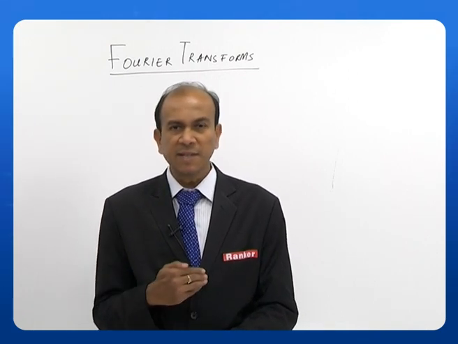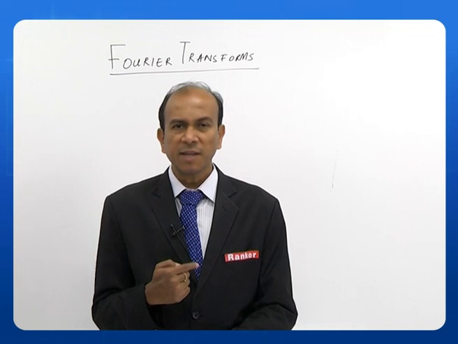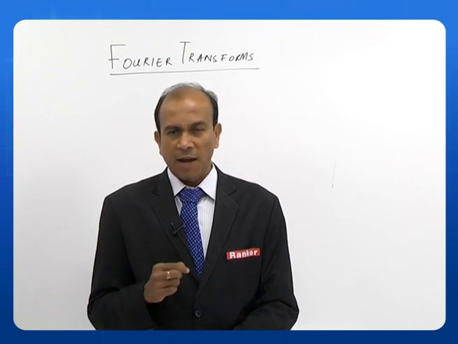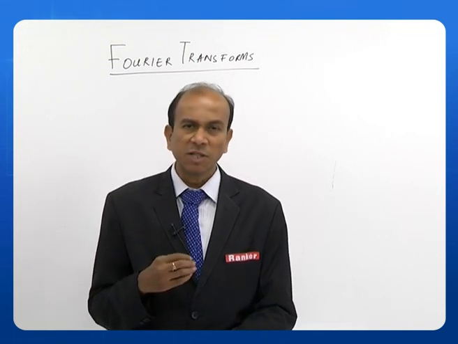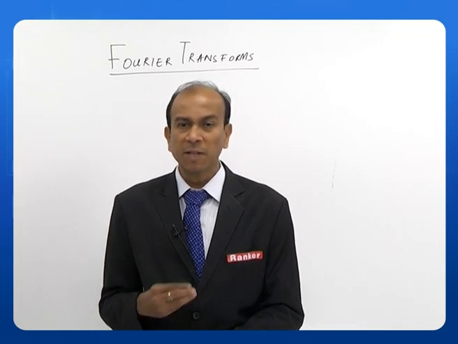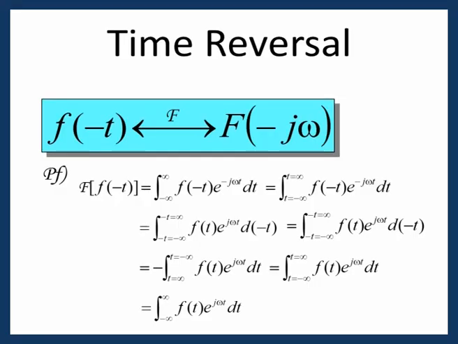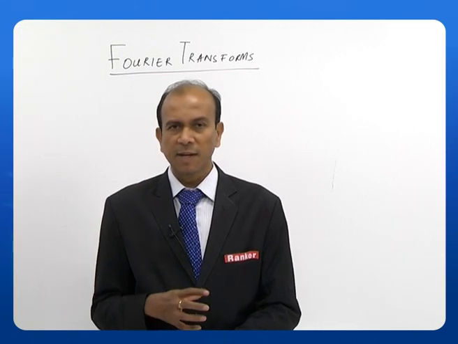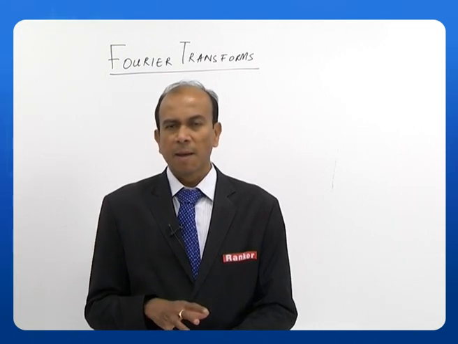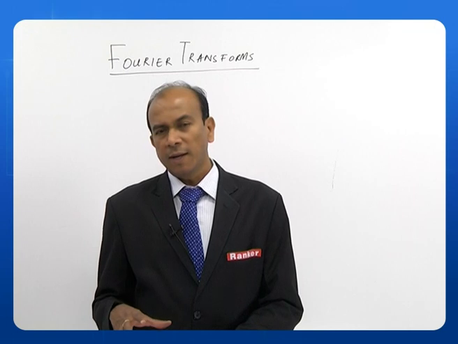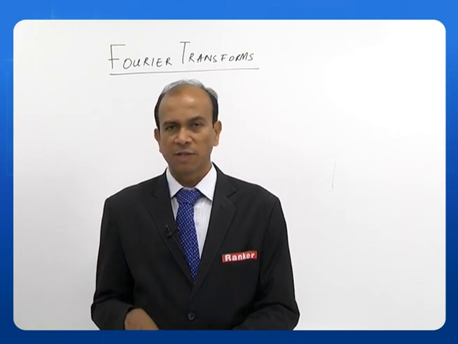If f of minus t is given, you see there is a change in the sign. Earlier it was e to the power of minus j omega t, now it has become e to the power of plus j omega t. So, this is nothing but f of minus j omega. Okay. So, this is the proof for the time reversal property. So, whenever a signal in the time domain is reversed in time, that will be equivalently reversed in the frequency domain also.